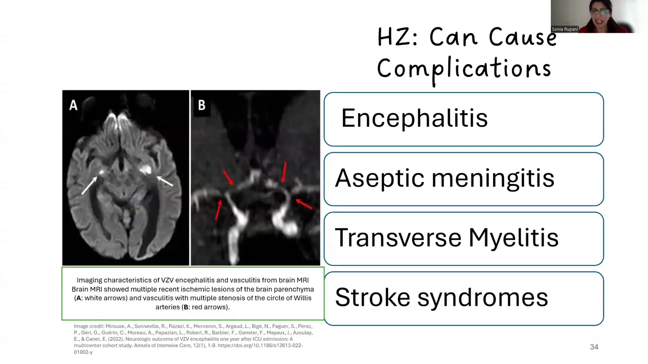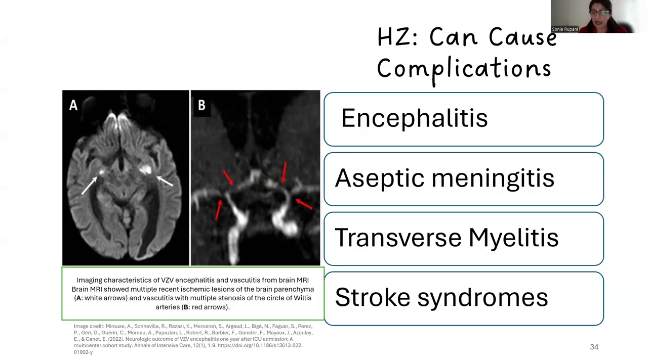So we spoke about encephalitis, as seen in that case we just discussed, where patients will have early delirium signs, and aseptic meningitis, where patients may have meningeal signs, so headache, neck stiffness, fever. Transverse myelitis has been described as a complication with herpes zoster. This is where, depending on what tract is being affected, the corticospinal versus the medial lemniscus, they may have sensory symptoms, they may have weakness, and so on.